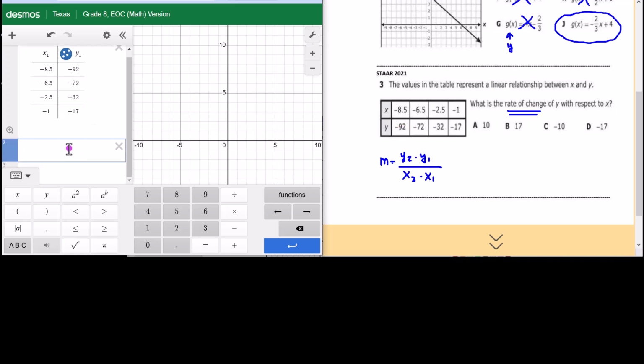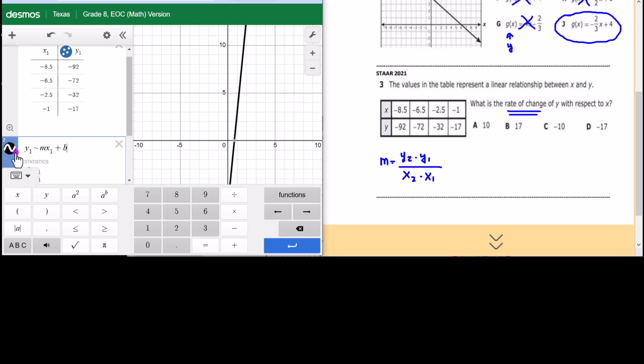All right, once I made the table, now I'm going to click another box and I'm going to use this formula. Basically, you type Y1, then you press Shift, the tilde button, and then you type MX1 plus B. So basically you need to remember this formula. It's telling the calculator, please estimate the line of best fit that's going to fit these points.